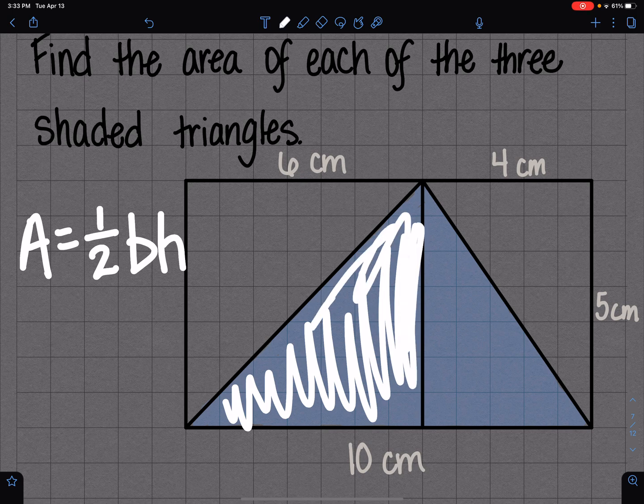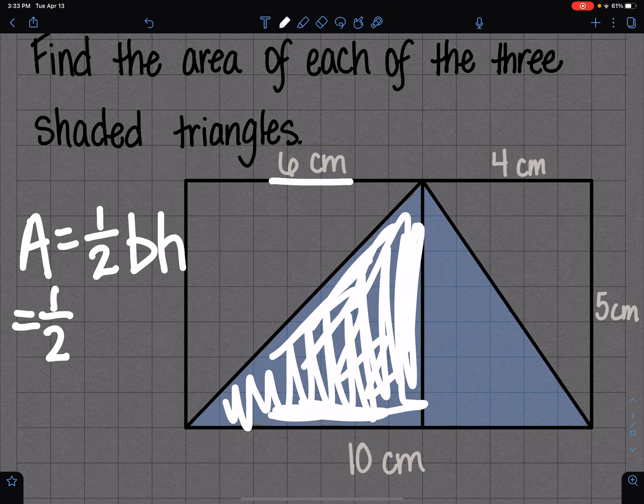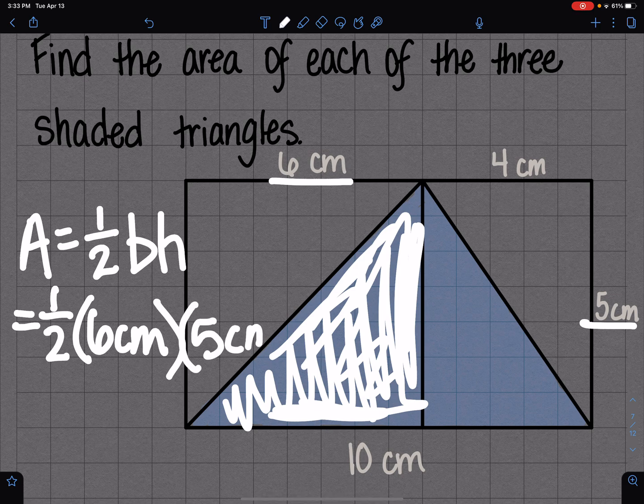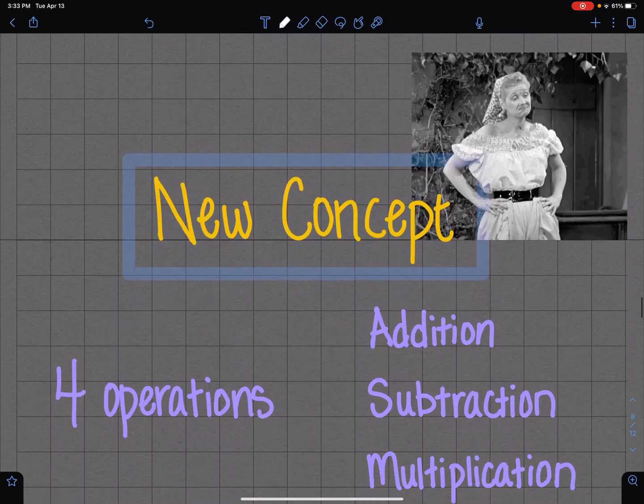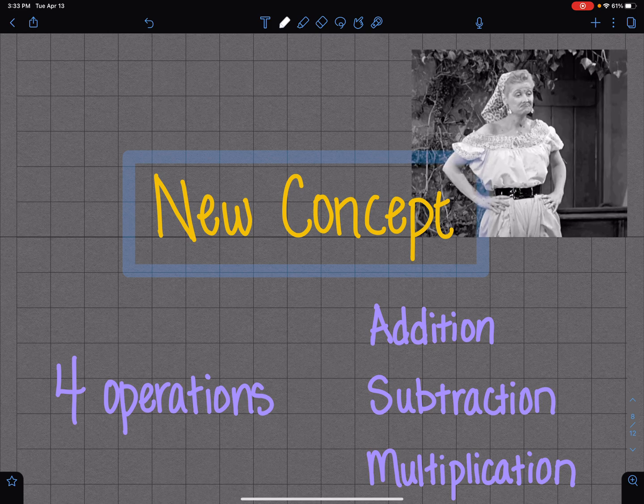If I'm finding the area of this triangle, the area is 1/2 the base times the height. So I'm going to do 1/2, the base is 6 centimeters, the height is 5 centimeters. So 6 times 5 is 30, and 30 divided by 2 is 15. Don't forget your units. What is it? Centimeters squared. Okay, perfect. Problem solved, right? You're feeling like Lucy right there, like, I got this. Yeah, I can do this.